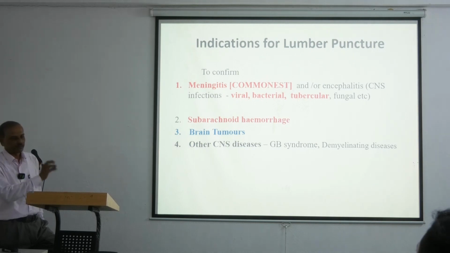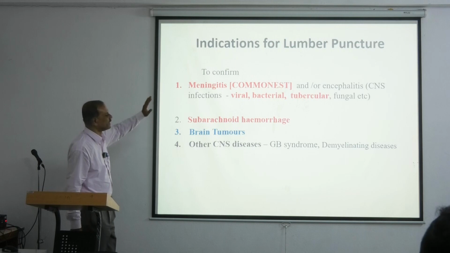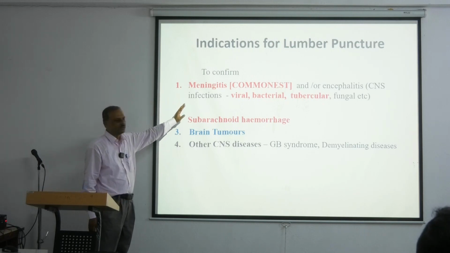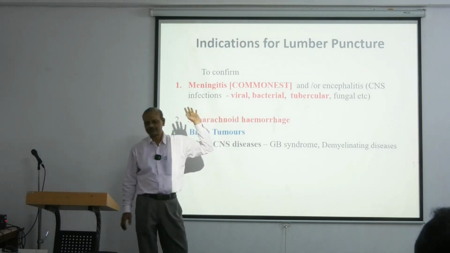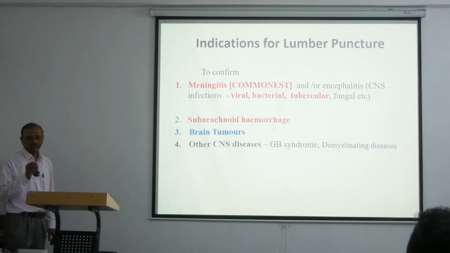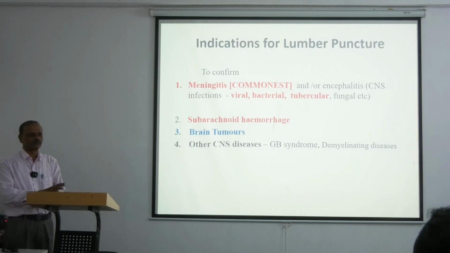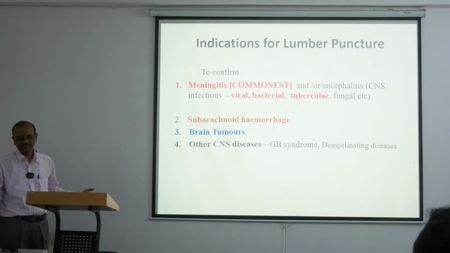So, indications, now coming to this part. Why is lumbar puncture done? Meningitis is the commonest indication. And at the end, you have to differentiate between these three meningitis. Subarachnoid hemorrhage. Nowadays, this diagnosis is easy because we have a CT scan. Immediately this can be diagnosed.